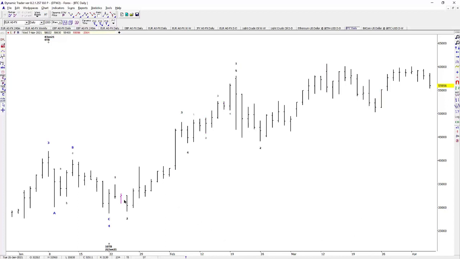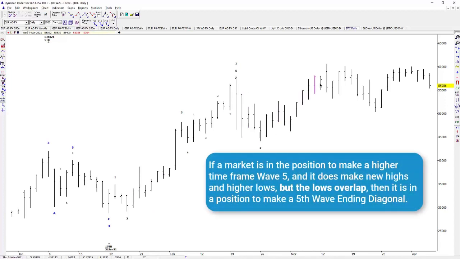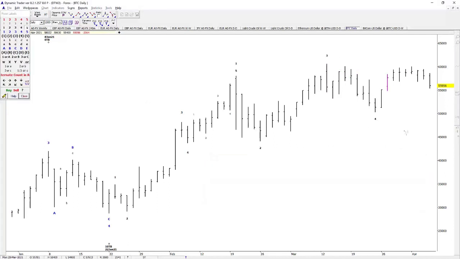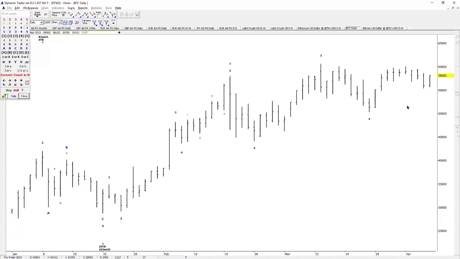So whenever you see a market that should be in a higher time frame fifth wave, and we have overlapping sections, we do continue to make new highs, but it continues to overlap. Good possibility it's making an ending diagonal. So I'm going to add some data onto here. That's a possible 3 and a 4. We should continue to a new high. Again, we have the overlap and then a new high. Because it's in the position to be a wave 5 and the last section up, we can consider that this is very likely an ending diagonal.